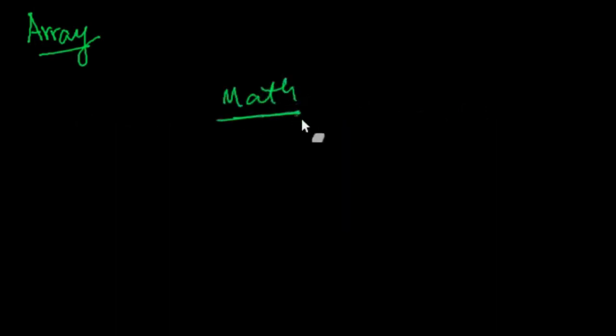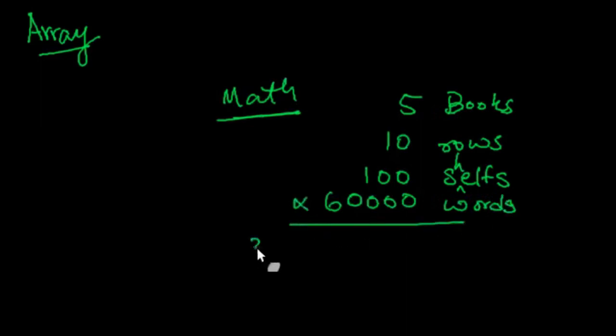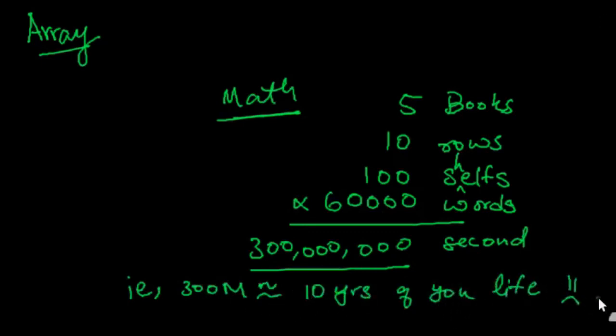Let's just pause for a bit and do some math. Let's say there are 5 books in each row, there are 10 rows in each shelf, and there are 100 shelves in total in the library, and assuming there are 60,000 words on average in a book, this task would take you 300 million seconds. That's roughly 10 years of your life doing pointless things.